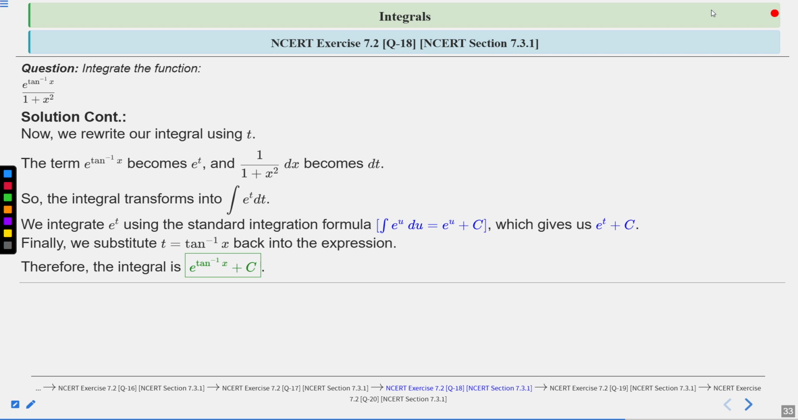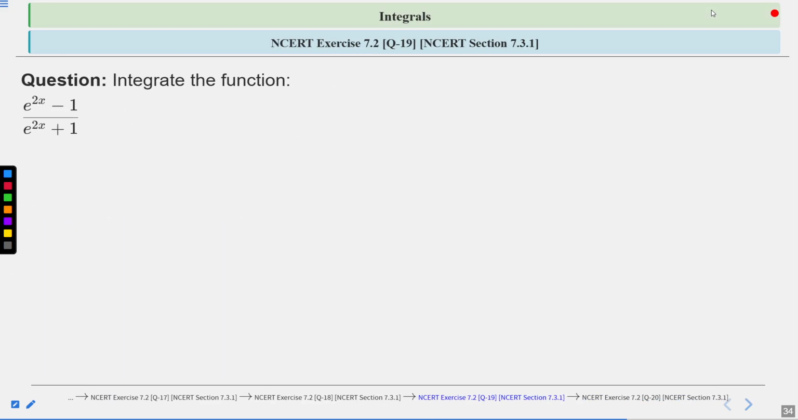Hope it's clear to all. Let's move to the next question. The next question is NCERT exercise 7.2 question number 19. This question says integrate the function e to the power 2x minus 1 upon e to the power 2x plus 1.